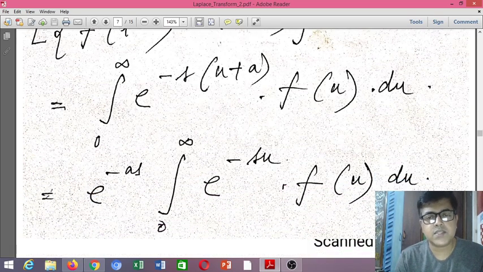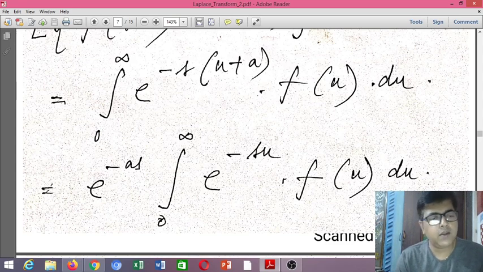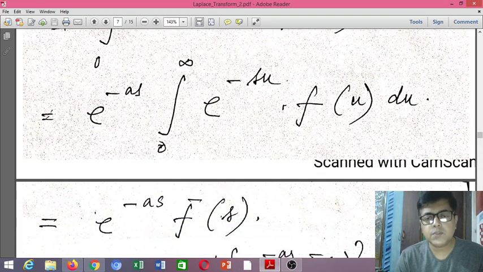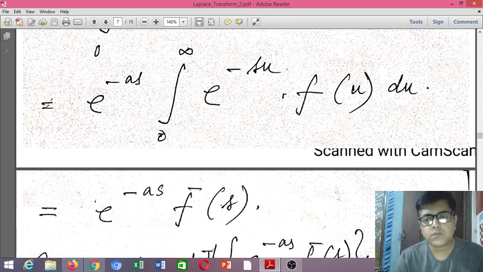Now e to the power minus as is a constant, so we take that outside the integral, and we are left with the integral from 0 to infinity of e to the power minus su into f(u) du, right? Now what is this integral? It is nothing but F bar(s), because this is the Laplace transform of f(u), which is equal to F bar(s), which we have already assumed to be true. Unless the Laplace transform of f(t) is known to be equal to F bar(s), we cannot prove this. So the whole integral becomes equal to F bar(s), and thereby we get the proof of this very important second shifting theorem, which turns out to be e to the power minus as into F bar(s).